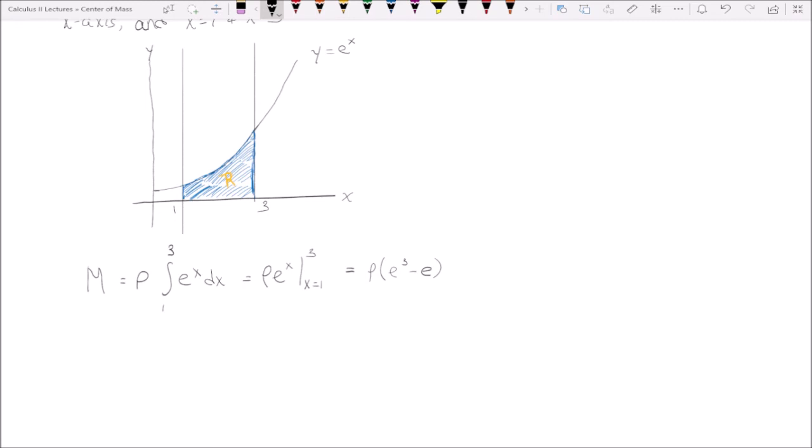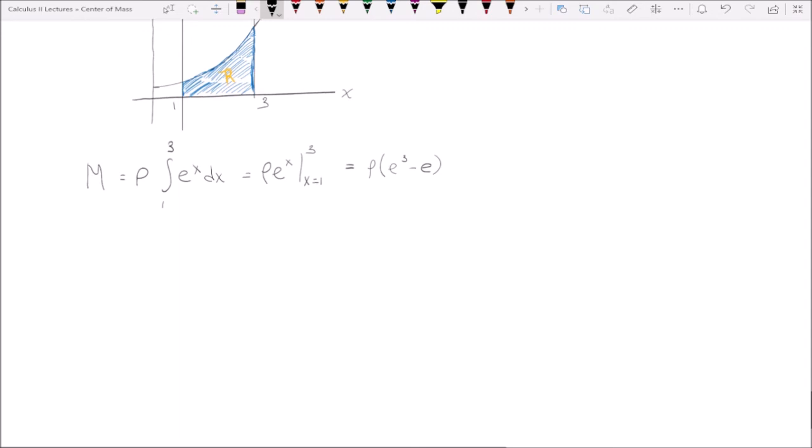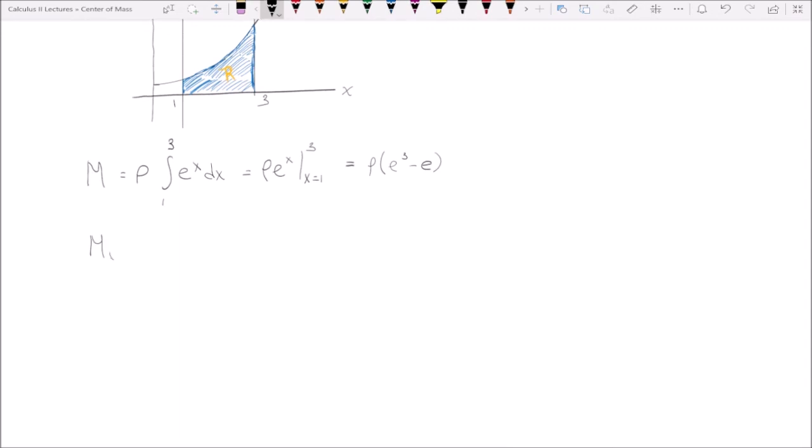For the x moment, rho over 2, integral from 1 to 3 of e to the x squared dx. Right, so that's rho over 2, integral 1 to 3 of e to the 2x dx, which is rho over 4 e to the 2x evaluated from 1 to 3.